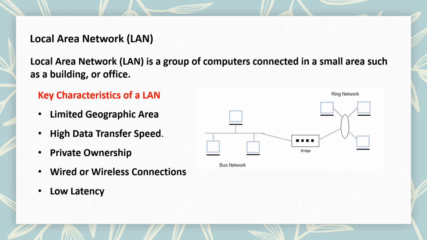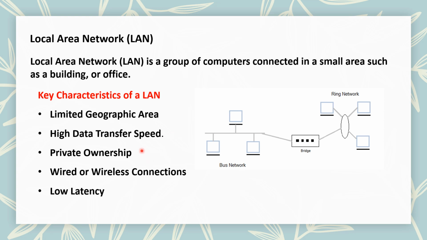Some of the key characteristics of a local area network are limited geographic area, typically covering a small area such as a single room, building, or campus. High data transfer speed. LANs generally offer high data transfer rates, often ranging from 100 Mbps to 10 Gbps depending upon the technology used.